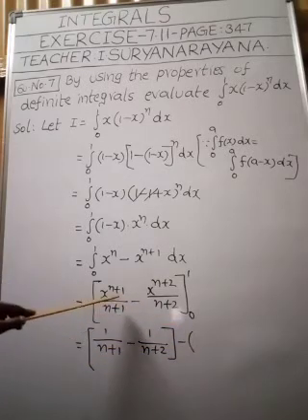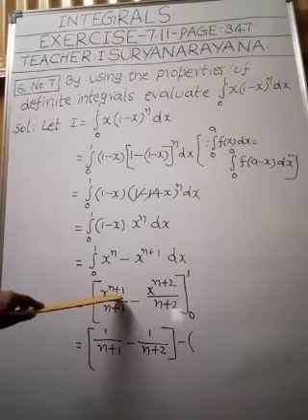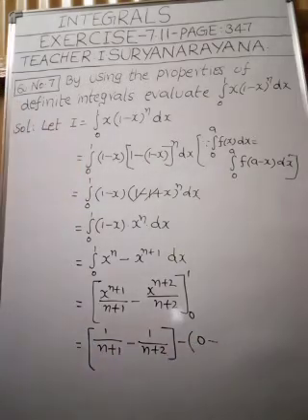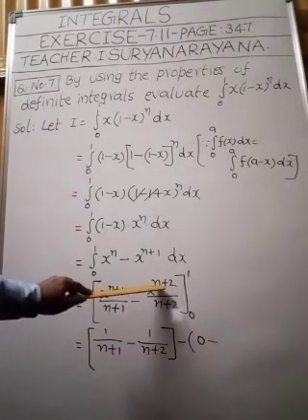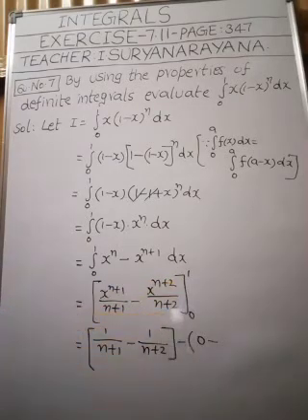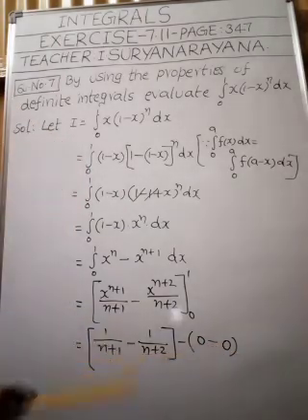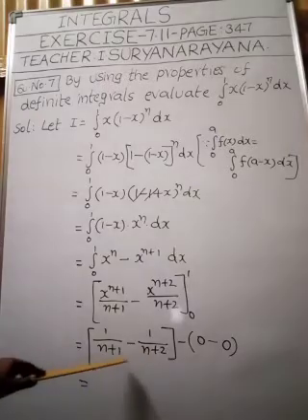Now we substitute lower limit. 0 power n plus 1, what you get? 0. 0 by any number we get 0, minus. Here also we substitute x is equal to 0. 0 power n plus 2, what you get? 0 by n plus 2, 0. Understood, my children? Right. Now let us simplify.